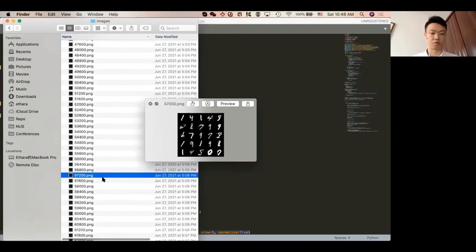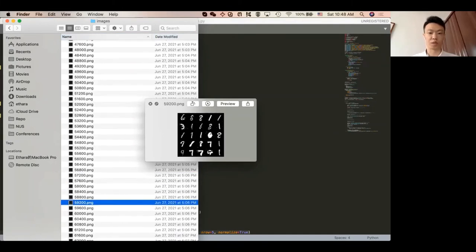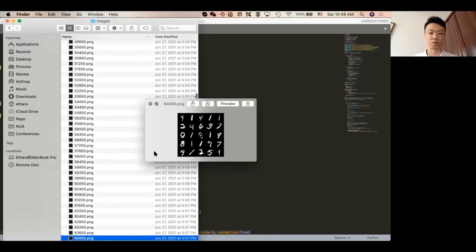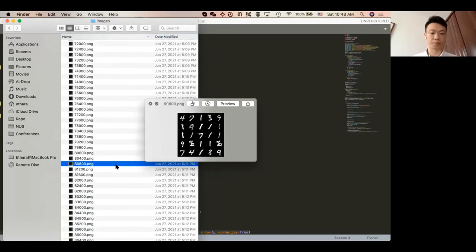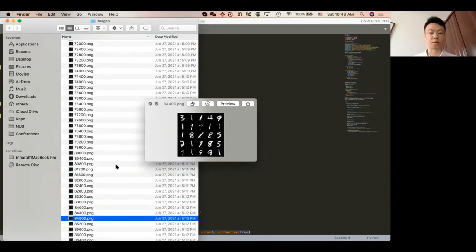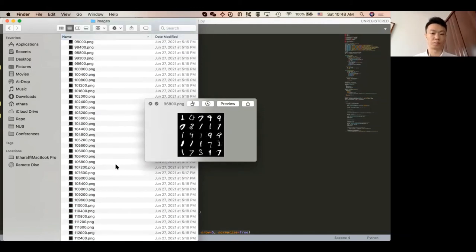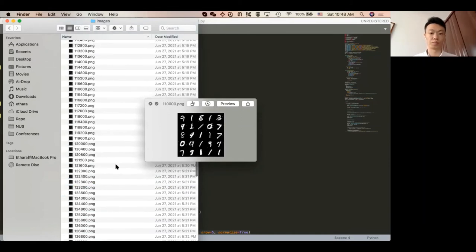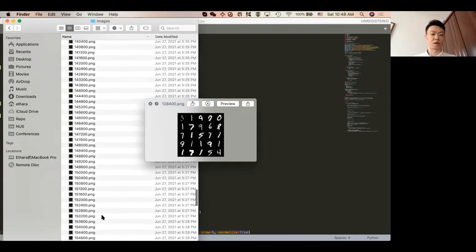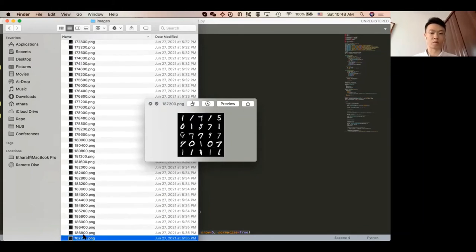As you go further and further, it becomes cleaner and cleaner. There are no more noisy points around the digits, and it becomes more and more diverse as the training proceeds. At the end, you will obtain the optimal one, which is quite nice.